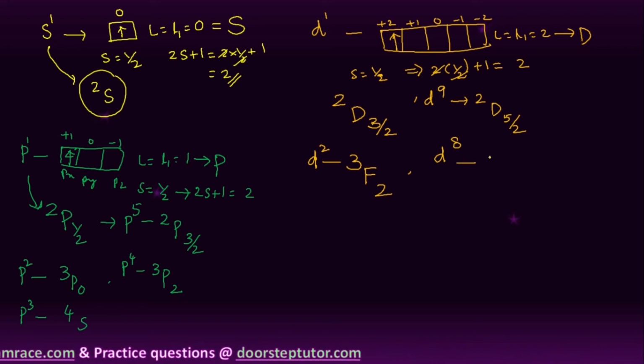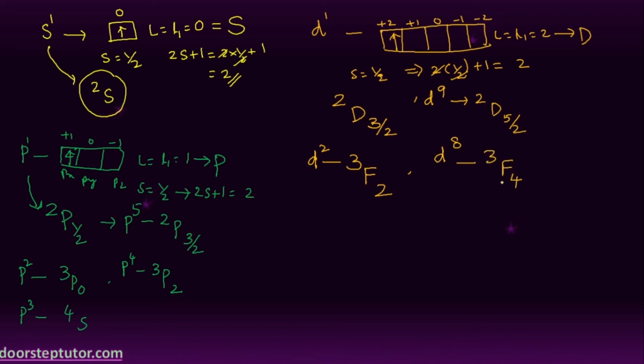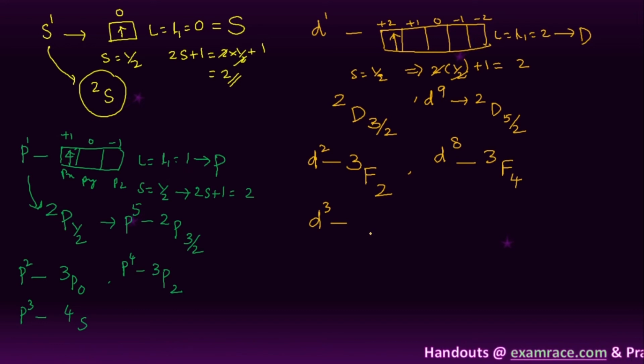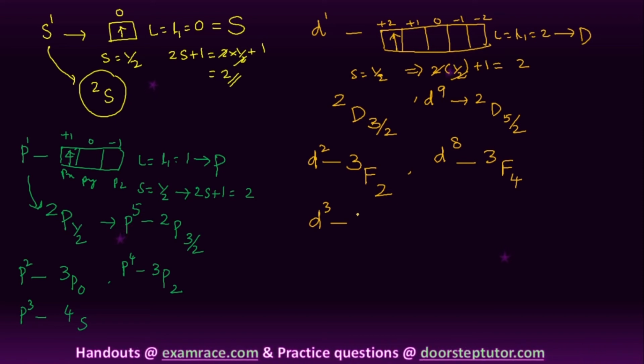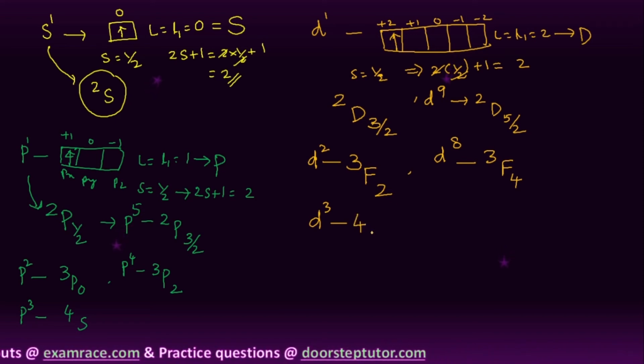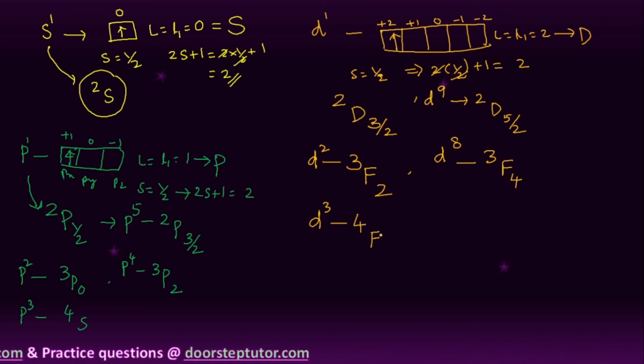For D8 configuration, the term symbol is the same, student. So that is equal to 3F4, right? Next, for D3 configuration, student. So for a D3 configuration, student, S is 3 by 2. So 3 by 2 means nothing but, student, 2 into 3 by 2 plus 1, that is equal to spin multiplicity 4, and L value is so that is plus 2, plus 1, 0.